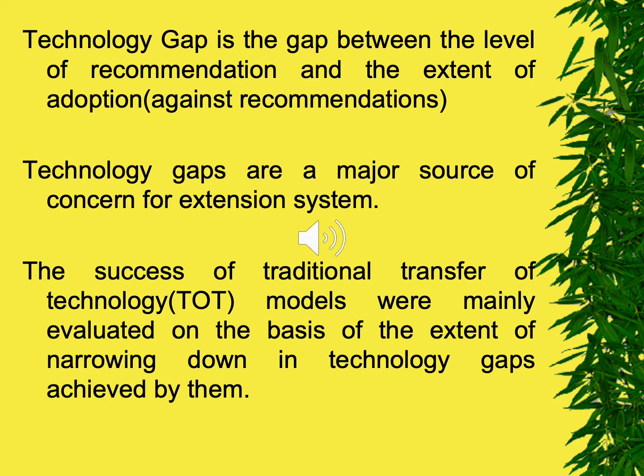First we need to understand the technology gap before introducing any technology. Technology gap is the gap between the level of recommendation and the extent of adoption against recommendation. Technology gaps are a major source of concern for the extension system. Technology gaps are nothing but the problems which need to be solved. The success of traditional transfer of technology models was mainly evaluated on the basis of the extent of narrowing down in technology gaps achieved by them.